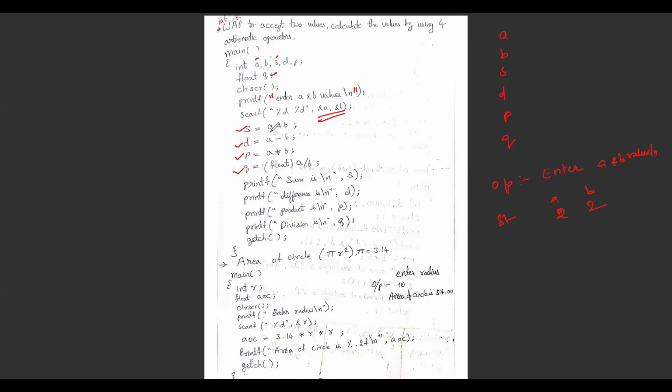S equals 2 plus 2, 4. D is 0, product is 4, quotient is 1.0. So all these will be printed, then getch, end of your program.